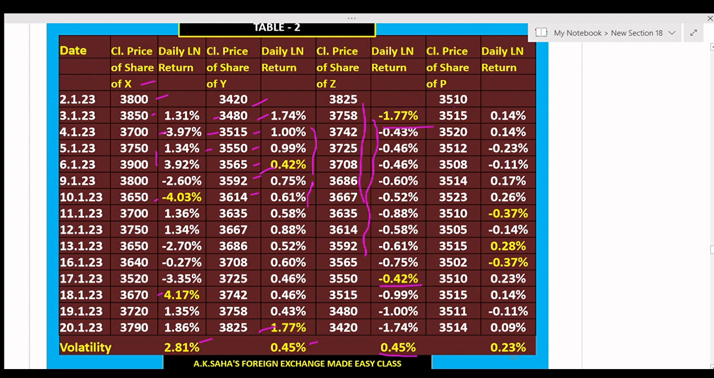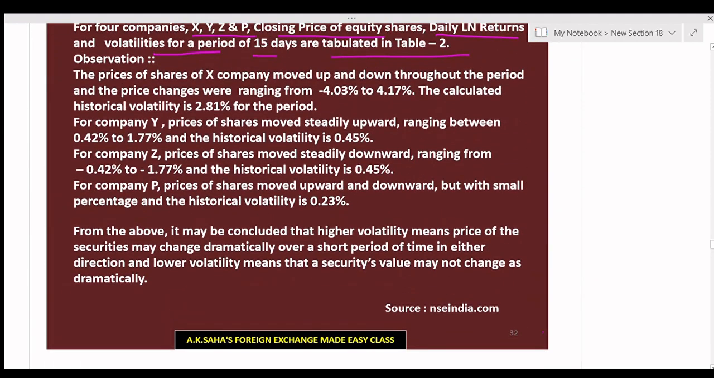Now comes company P. Here the price moves up and down, so the LN returns are also positive, 1.14%, negative 0.23%, and thus you find the range, that is minus 0.37% to plus 0.28%. It is very narrow, and the volatility is 0.23%. Now the explanation is given here.